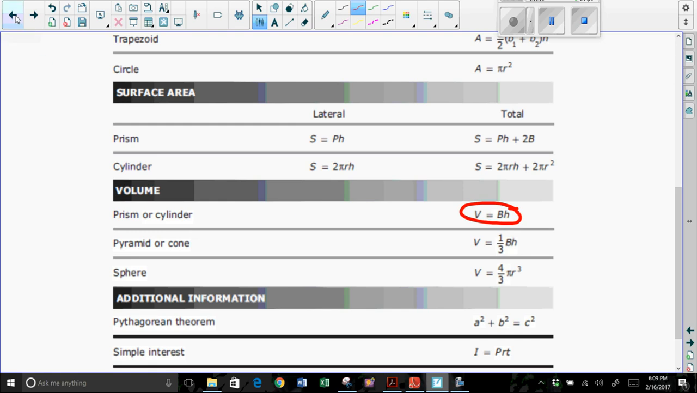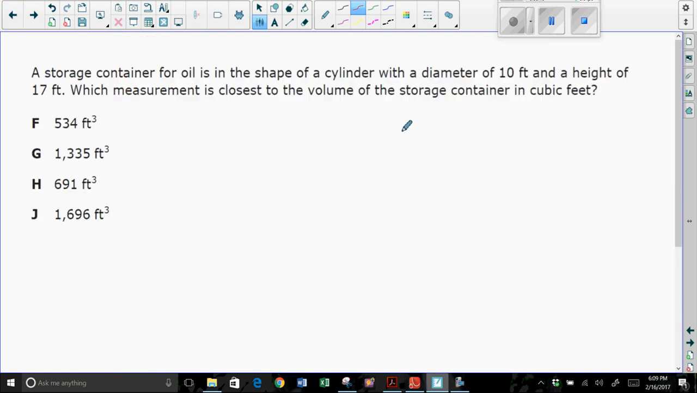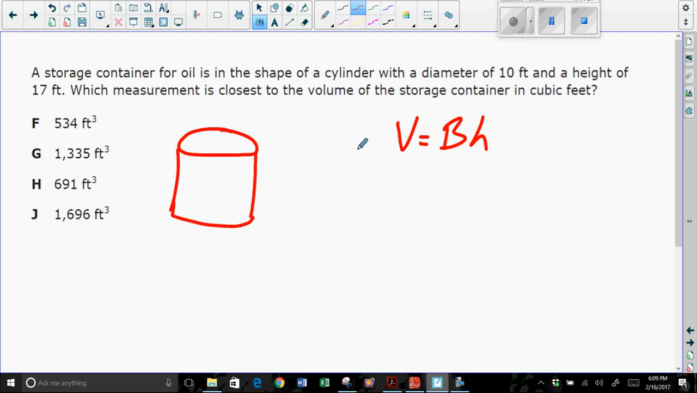Okay, so we're going to go back to our problem. The formula that we're going to be using is V is equal to capital B times H. Before I start filling this in, let me do my drawing. I like to visualize it. They tell me I have a cylinder, so I'm going to draw my cylinder. My measurements say I have a diameter of 10, so that means my 10 is going all the way across. Diameter goes all the way across, and my height is 17.